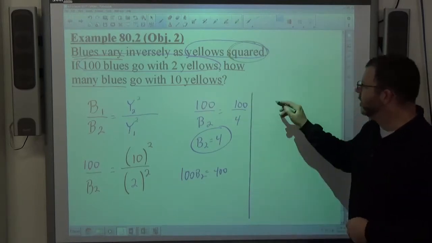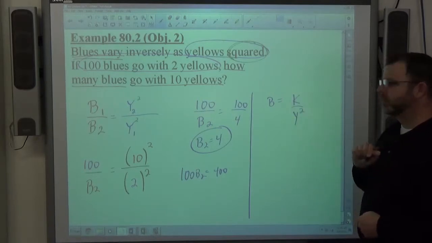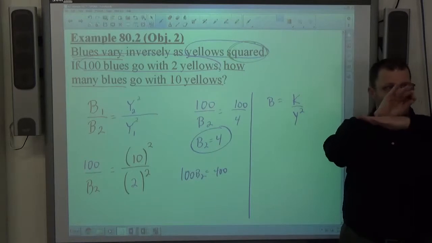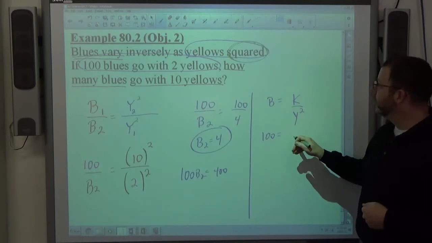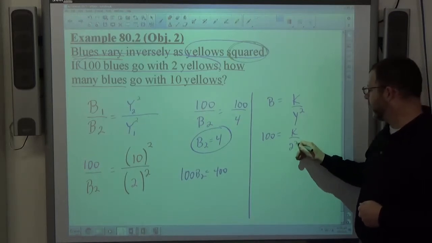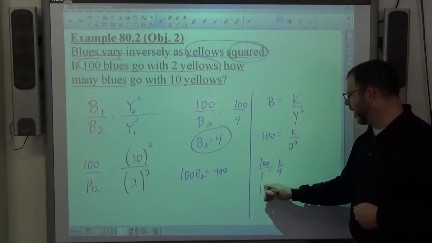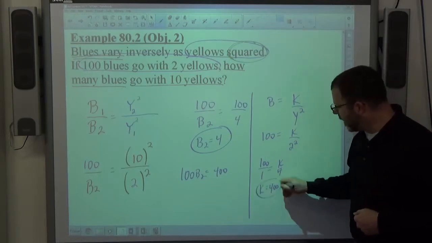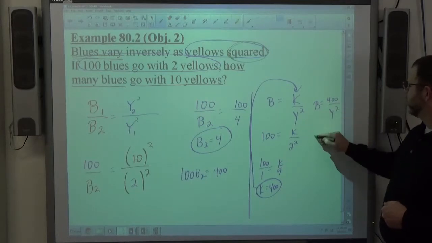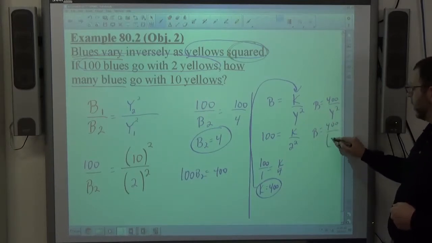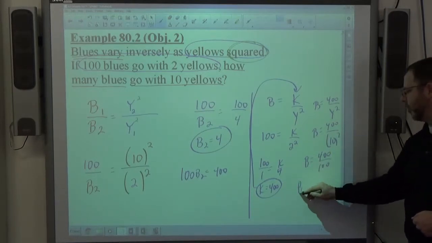If I did the K method, blues vary inversely as yellows squared. So inversely, K divided by, right? And then 100 blues go with 2 yellows. So that's 2 squared, right? So 100 over 1 is equal to K over 4. Cross multiply, that gets me K is equal to 400. And just like that, K is 400, so now I go back up here. Blues equal 400 over Y squared. So blues is equal to 400 over 10 squared. So blues equal 400 over 100. So blues is equal to 4.